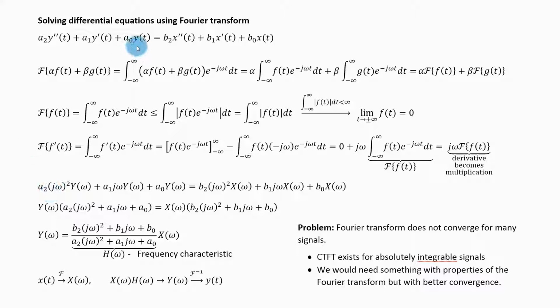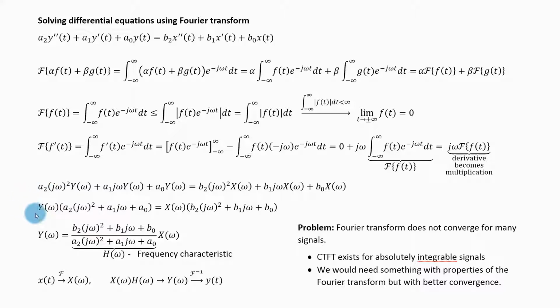The Fourier transform of y of t will be the uppercase Y of omega. The Fourier transform of the first derivative of y of t will be the uppercase Y of omega multiplied by j omega. And the Fourier transform of the second derivative of y of t will be the uppercase Y of omega multiplied by j omega squared. The same goes for the right-hand side. And here you can see that the Fourier transform turned the differential equation with derivatives into an algebraic equation without derivatives. So I no longer need to solve the differential equation, I only need to solve a much simpler algebraic equation.